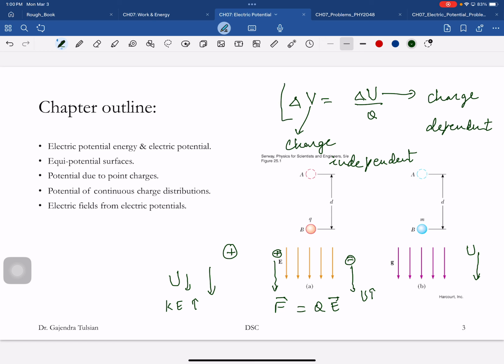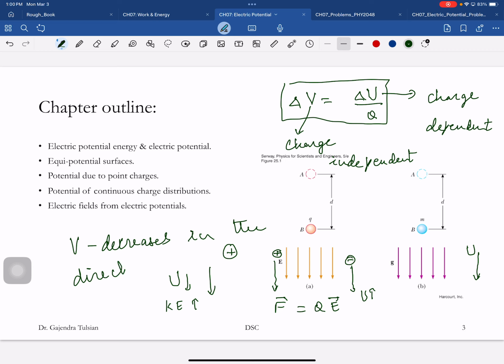So if you followed that argument, you saw that V decreases in the direction of E. So electric potential is decreasing in this direction. So which way does the electric field point? In the direction in which V is decreasing.